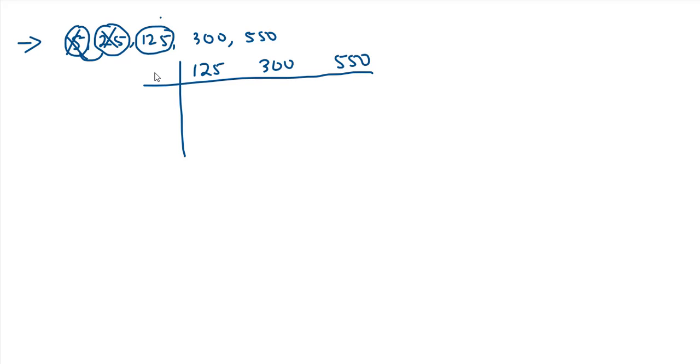So we'll start with the first prime number, which is 2. 125 will remain as it is. We'll get 150 here, and this 550 will become 275. Then further division by 2 is possible. So we'll have 75 here, 275 here, and this 125 will remain as it is.